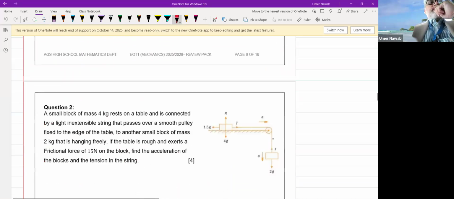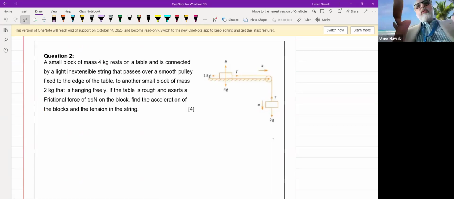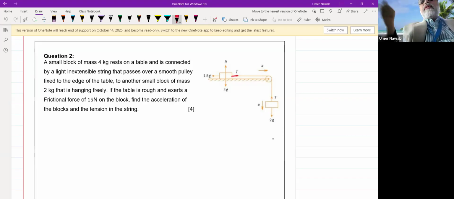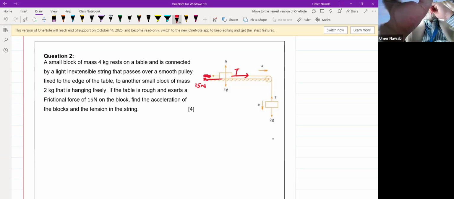Now we go to question number 2, where one particle is on the table and the second particle is hanging. Do we have any friction? Yes, the question says the friction is 15 newtons. Now, you are applying a tension T. There is a friction of 15 newtons. Ignore this 1.5 G. And mass is 4 kg.